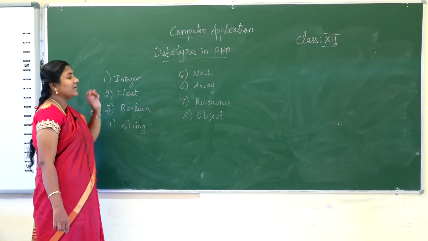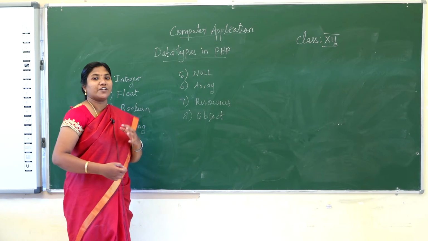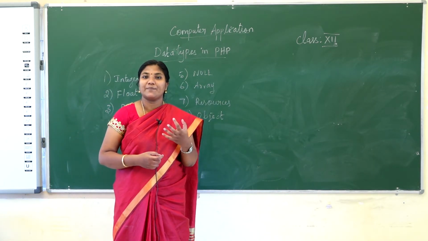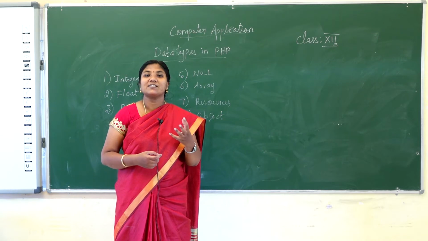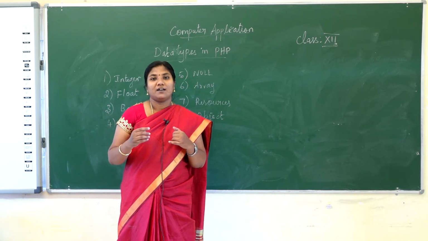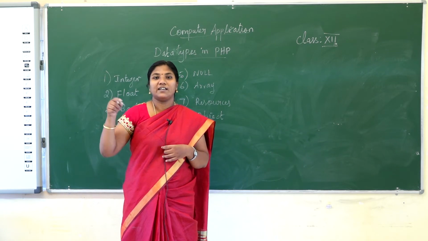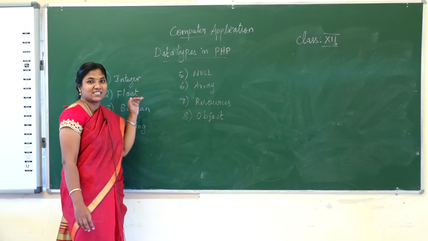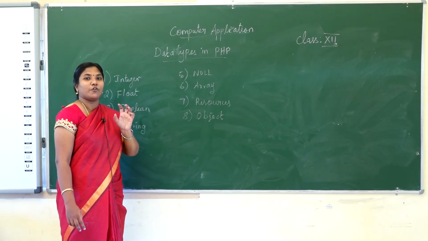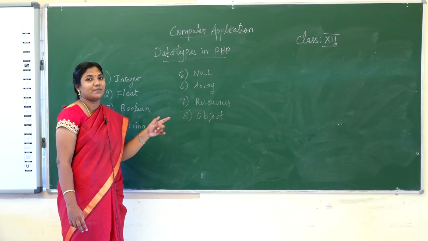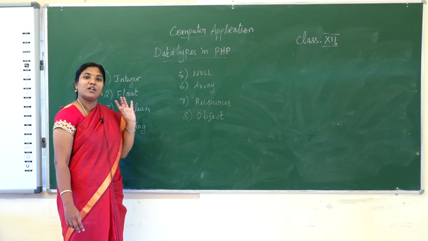First one, integer. When you are going to use a whole number, then you should specify the data type as integer. With integer you can have values of many digits. It will not have decimal values. That is, 12.4 or 12.9, that type of decimal number will not be accepted by the integer type. It will accept only whole numbers.